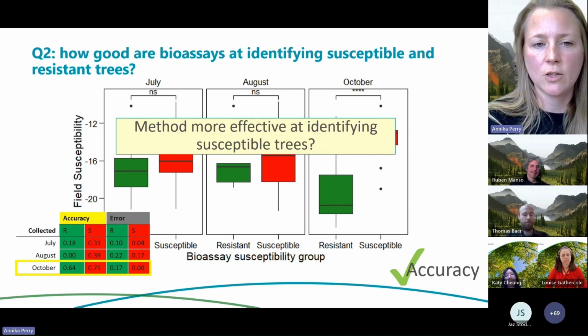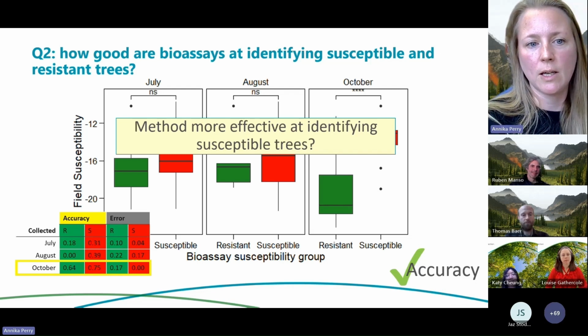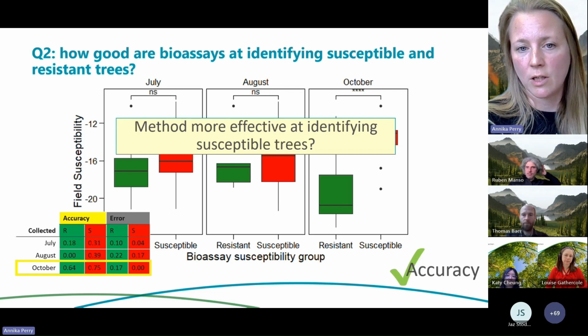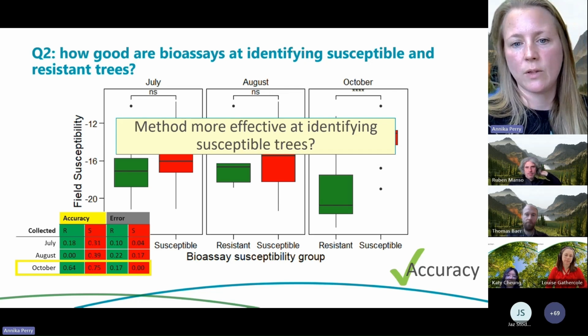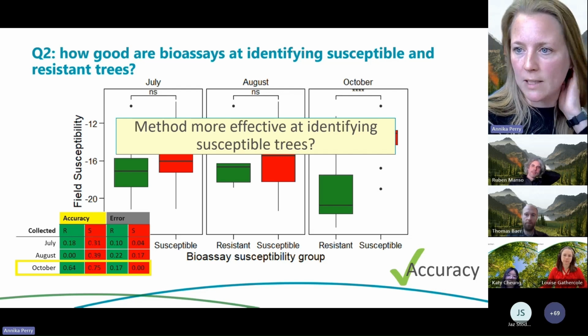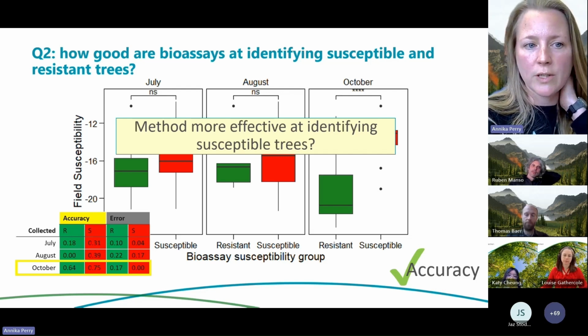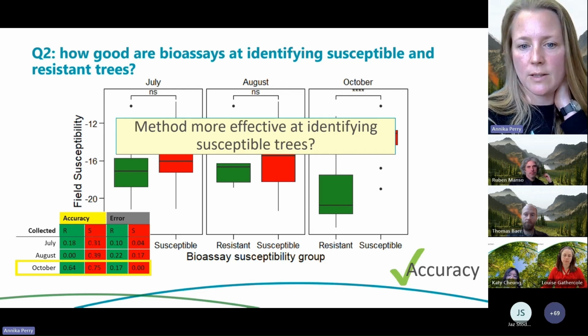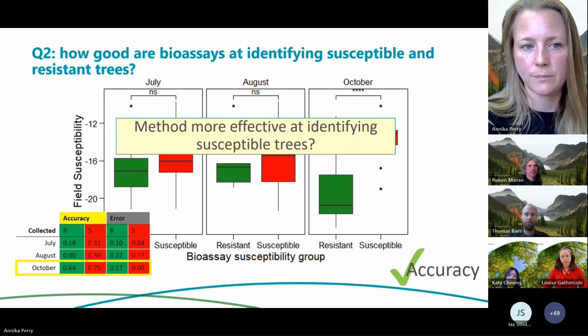And similarly, I just used the same approach over these 3 time points. And you can see that in the bioassay, trees which were assigned as susceptible do have overall higher field susceptibility, but the difference isn't significant until we get to October, and then you see really highly significant differences. So trees which are classified as susceptible based on their bioassay do correspond with significantly higher field susceptibility values as well.